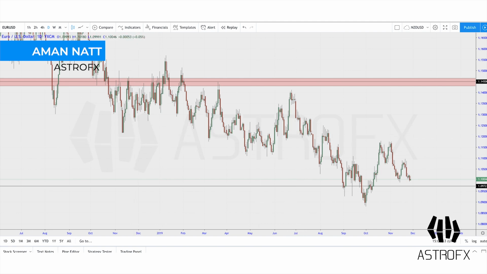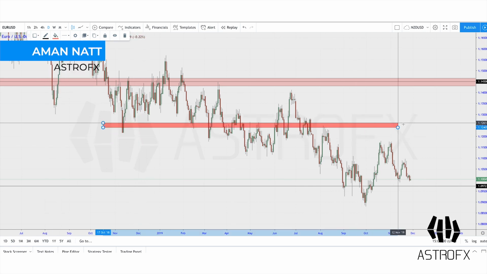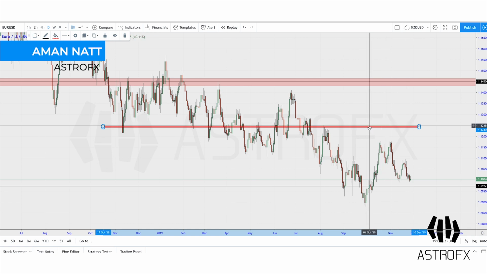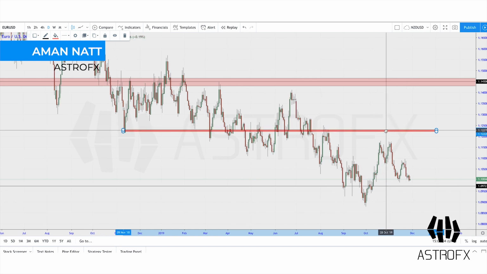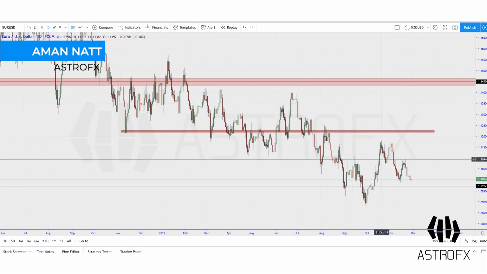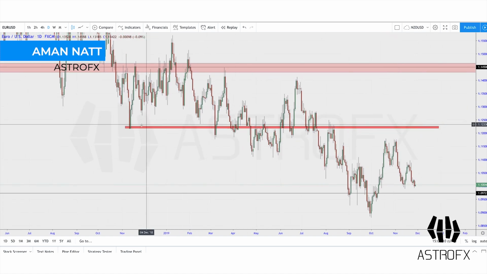So get your rectangle tool. We might make a different color just for this example. And this is all about your personal opinion. So I could potentially say, right, I think there is a nice little level, a key level, which the price has a hard time breaking. So bounce there, bounce there again, bounce there again.